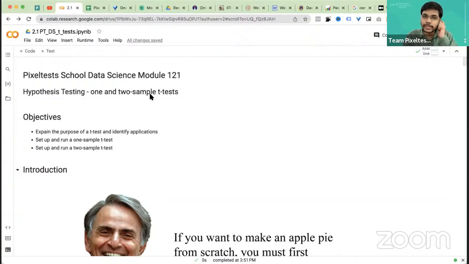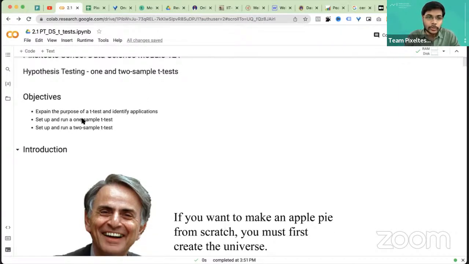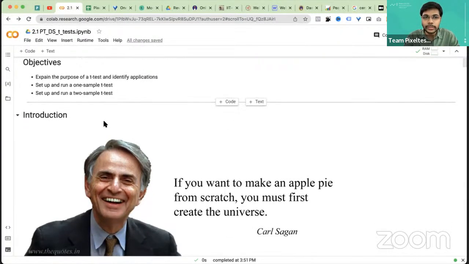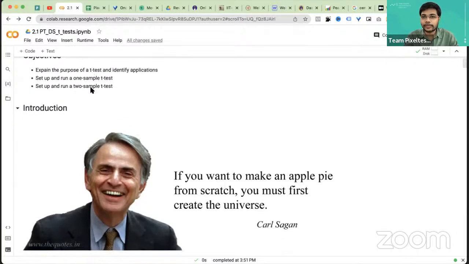So in this lecture we are going to cover hypothesis testing with one and two sample t-tests, and understand more about them. These are two ways to go ahead and do hypothesis testing. The objective is to explain the purpose of the t-test and identify where it is applicable, and we are going to set up and run a one sample t-test. If time permits, we will also do the two sample t-test, where we compare two different samples.